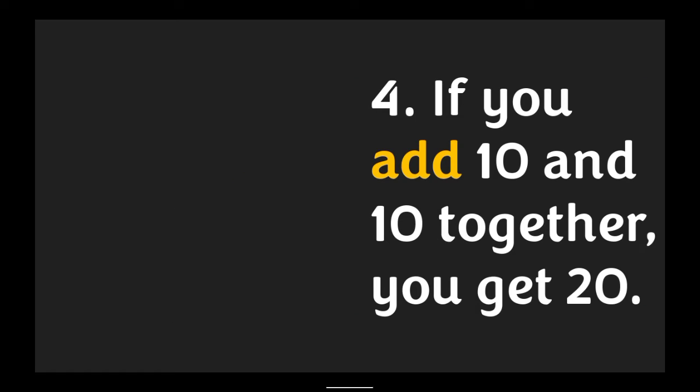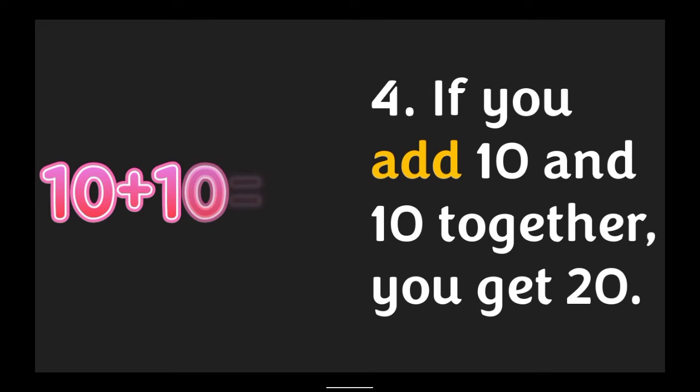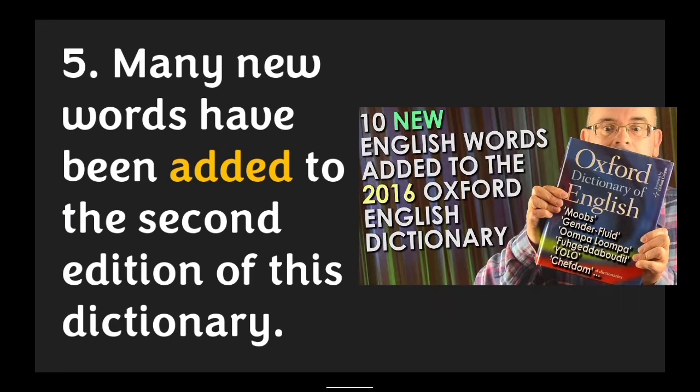Sentence number 4. If you add 10 and 10 together, you get 20. If you add 10 and 10 together, you get 20. Next sentence. Many new words have been added to the second edition of this dictionary.